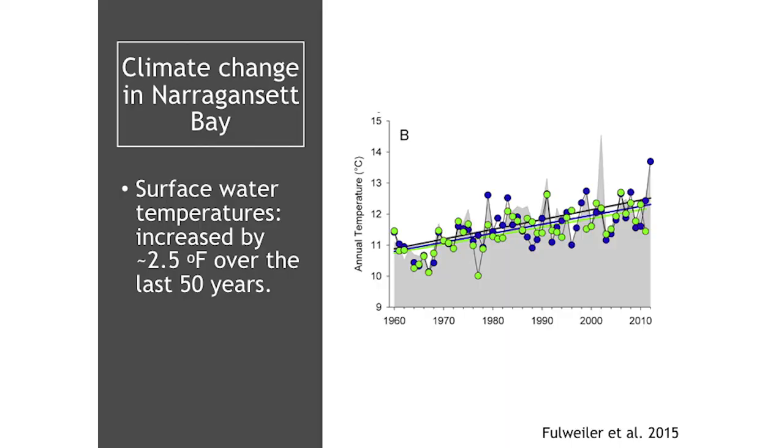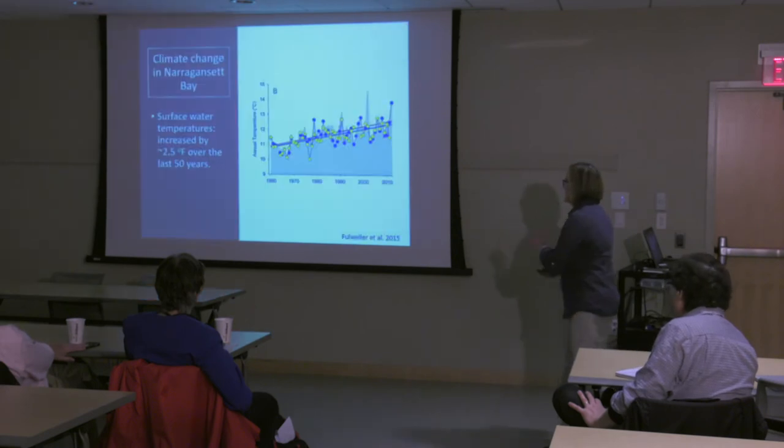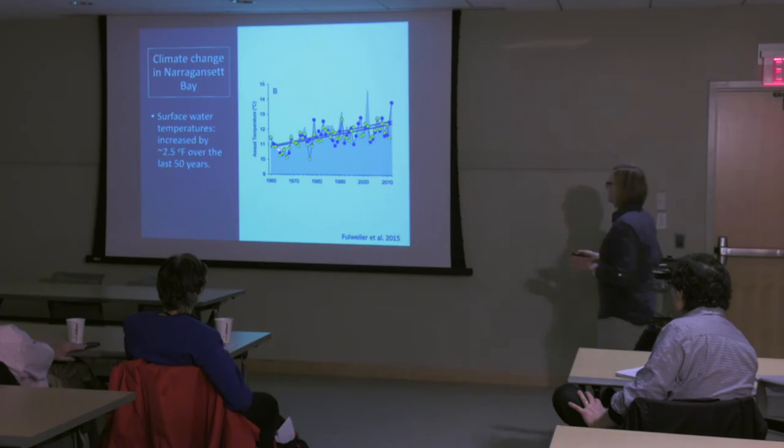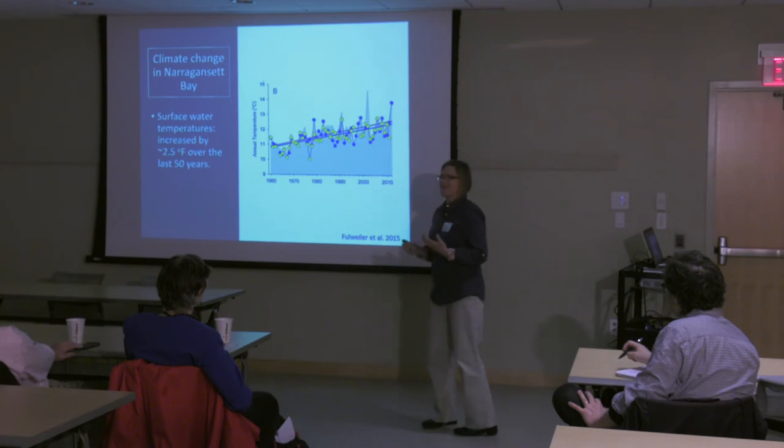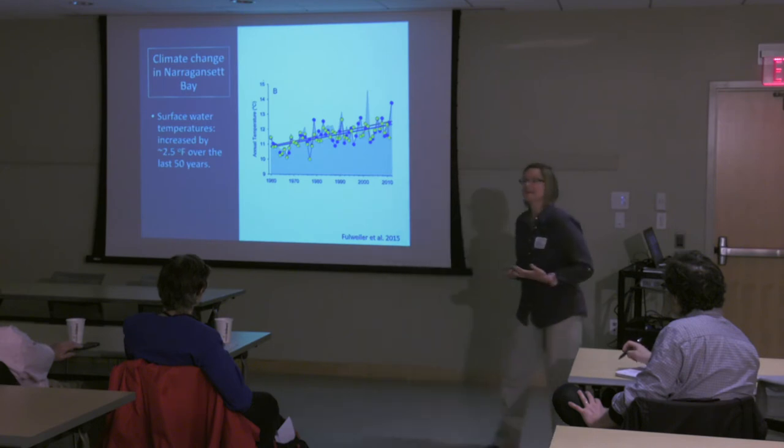So this is a data record from 1960 up through 2010 or 2012. And we see that surface water temperatures have increased by about 2.5 degrees in the last 50 years. And this is the annual average temperature. I'm going to go back for a minute to talk about this time series. This time series of temperature we've had in hand for quite some time. But we haven't actually had the biological data in hand. I only just received the long-term biological data several months ago when the former director passed away. So for the first time, this data is now available to analyze, going back to the late 1950s.